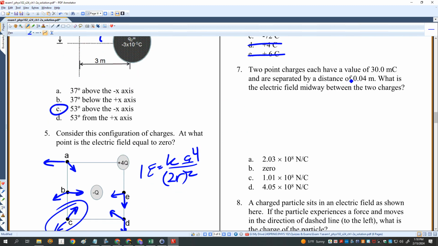2 point charges each have a value of 30 millicoulombs and are separated by a distance. So I have a charge here and a charge here. I want to know what is the electric field, but each of these are 30 millicoulombs. That means that the electric fields are equal but opposite, so the answer is B.